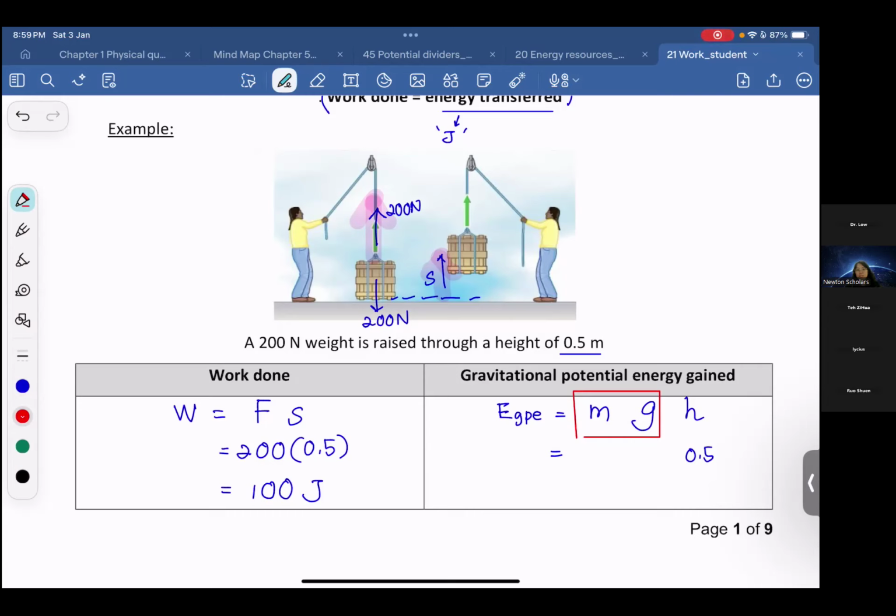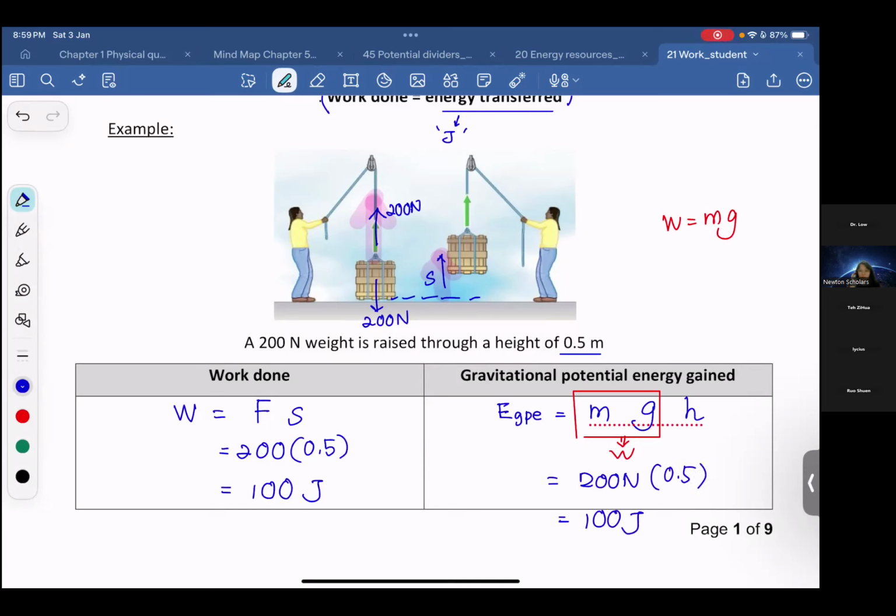Crystal, very good. mg is what? mg is weight. W equals mg. So this part is actually the weight. So the weight is 200 Newton. Then we lift it up 0.5, so we also get 100 joule.